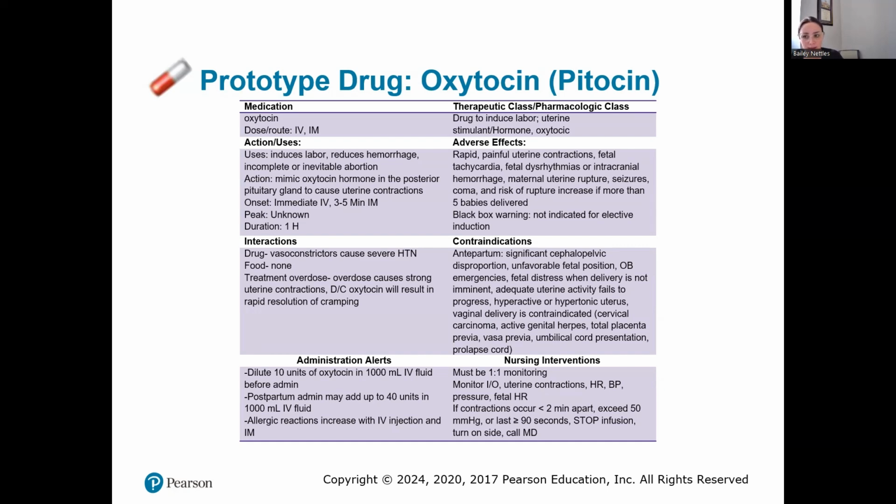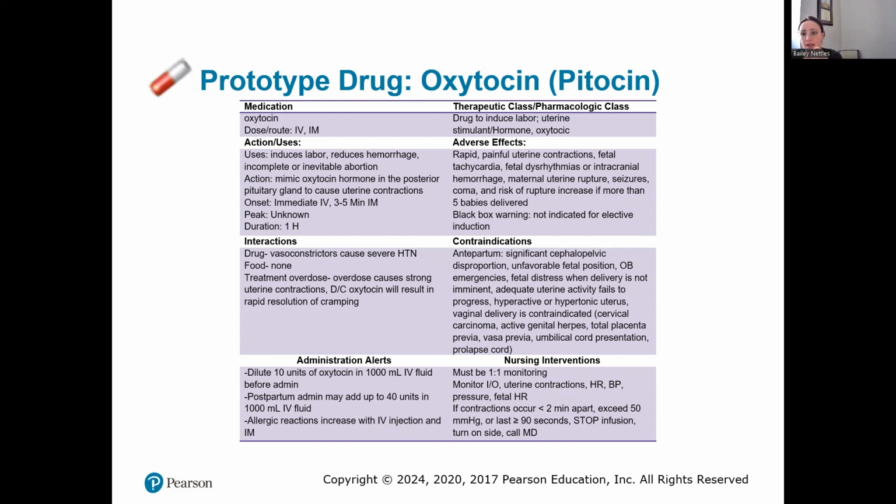Vasoconstrictors are not advised because of severe hypertension. There's no food, but treatment overdose causes strong uterine contractions. Stop the oxytocin and the uterine contractions will stop as well or lessen.